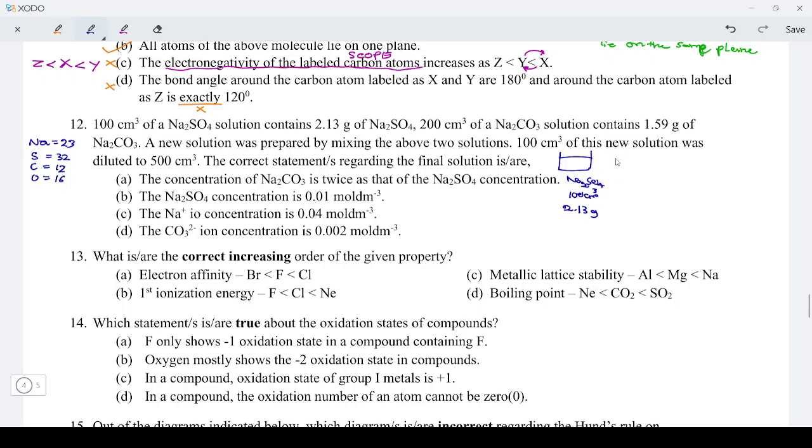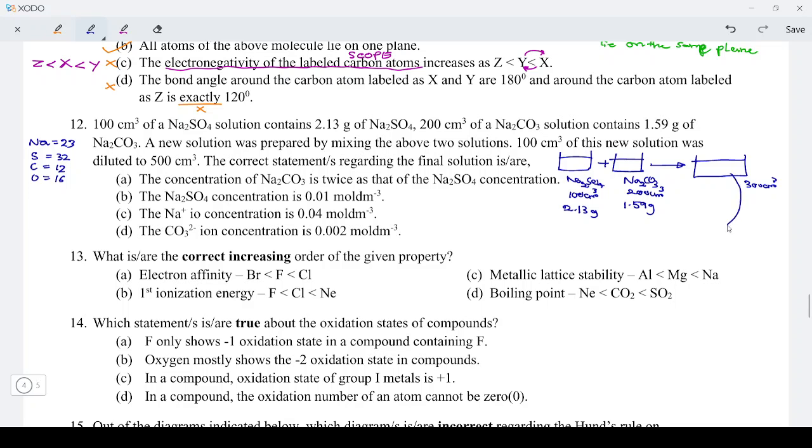And the other solution, there is a 200 cubic centimeter solution of sodium carbonate, and it has dissolved 1.59 grams of that compound. Okay, so after mixing these two, you get a 300 cubic centimeter solution, and it contains both compounds, sodium sulfate and sodium carbonate, and they are telling you 100 cubic centimeters of this new solution was diluted to 500.